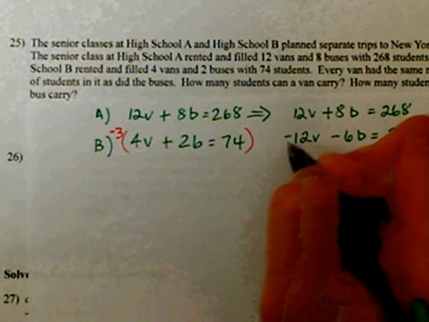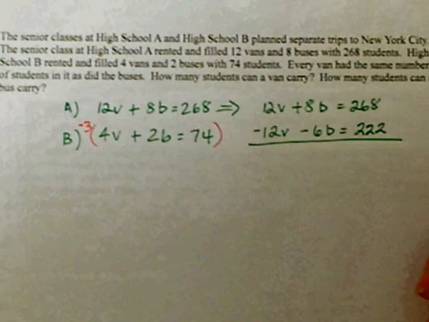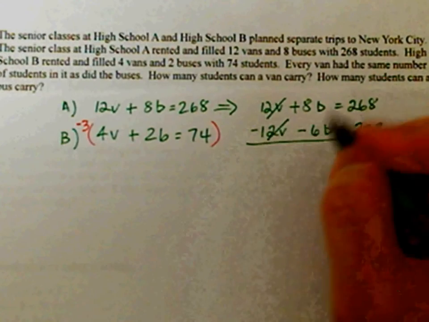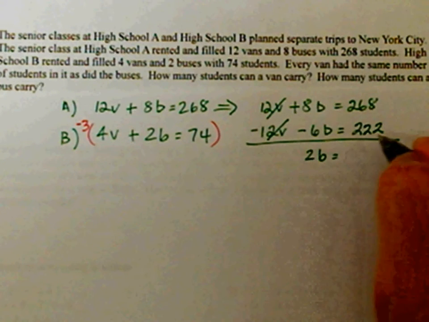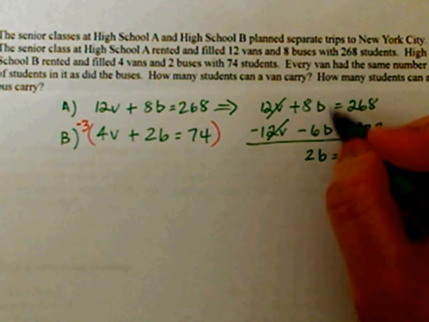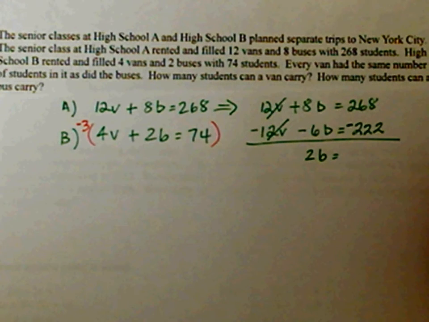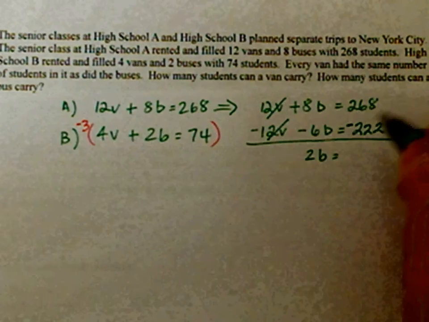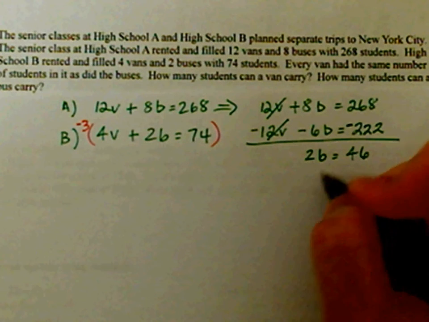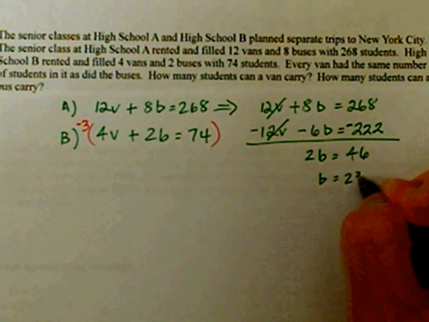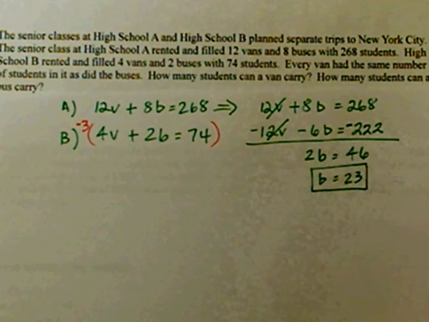Now you are going to add. These guys cancel, so you have 2b is equal to, see how you're adding them? And by the way, this should be a negative. So you got 268 minus 222. That gives you 46. Divide by 2, b is equal to 23. So there's how many students on the bus.